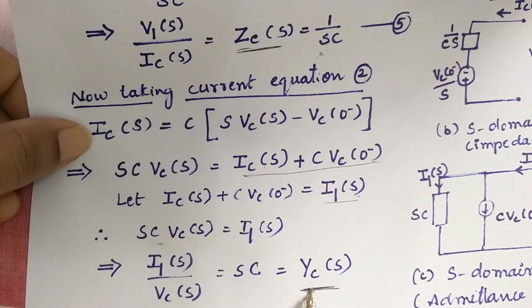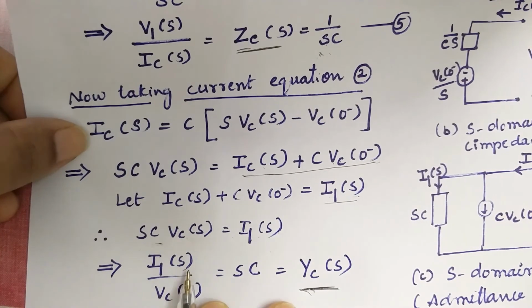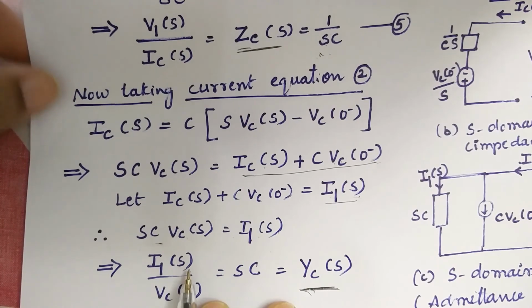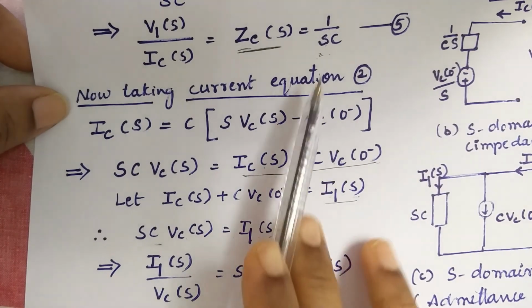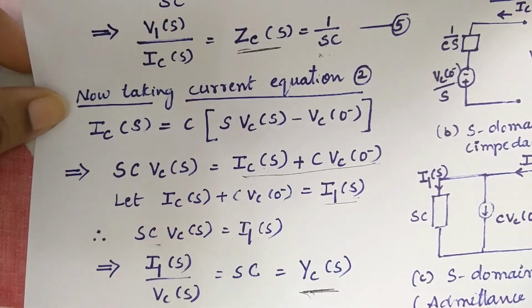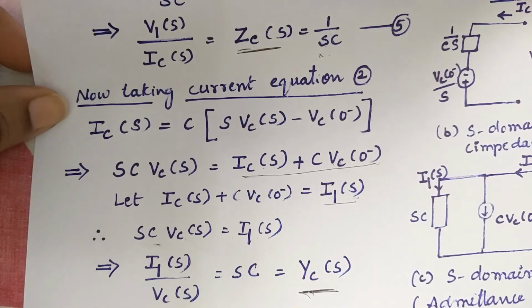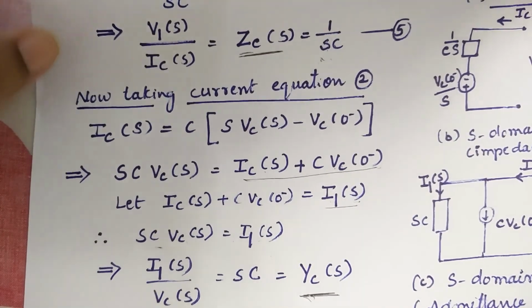If you want to calculate the impedance, take the ratio the reverse way, that is V by I. So V by I will be 1/sC. You'll be getting the same. In this way you can find the transformed impedance and transformed admittance using the voltage and current equations.